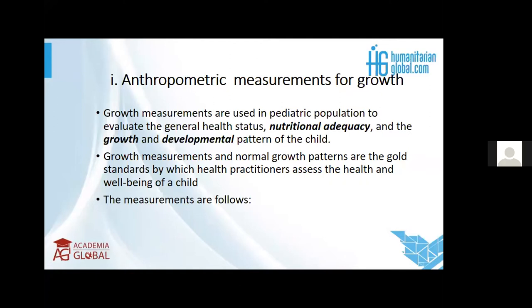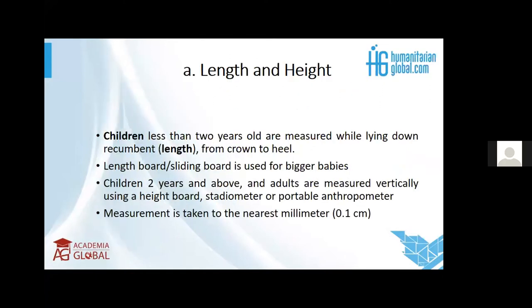We are going to look at the most common ones. The first one is the length and height. Now, the difference between length and height is that length is taken for children who are very young, those who cannot stand because they are very young. We call it the recumbent length. It is usually taken when the child is lying down on the measuring equipment. We take it from the crown to the heel.